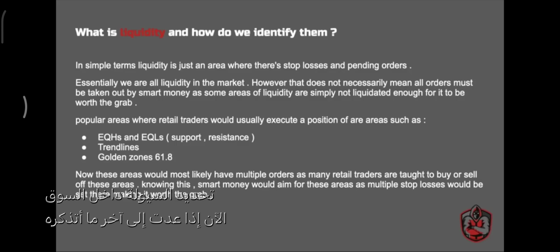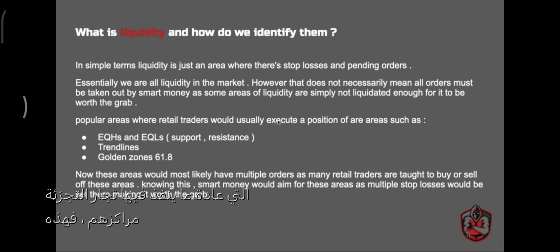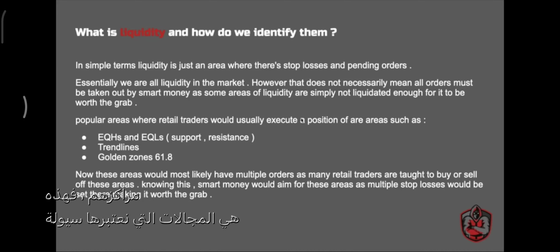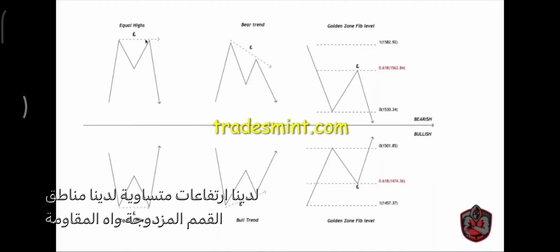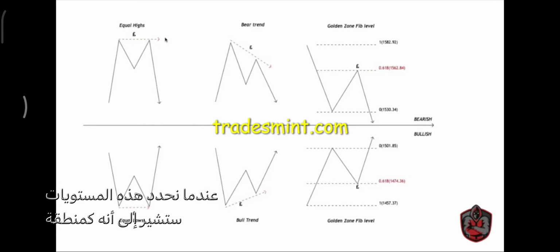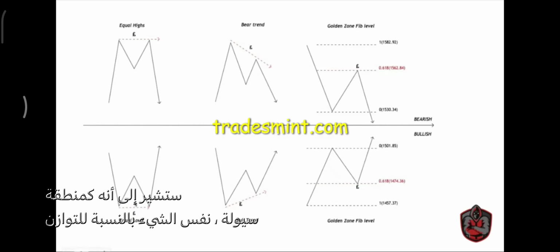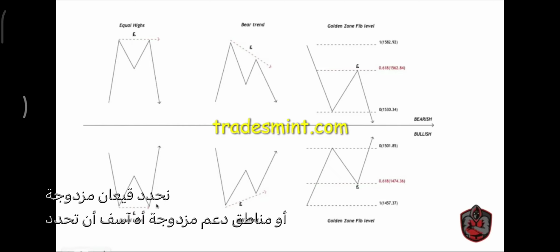Now, if I go back to the last slide, remember when I was talking about the popular areas where retail traders would usually execute their positions? Those are areas of what we deem as liquidity in the market. So, we have our equal highs, our areas of double tops and resistance. When we identify these levels, we would mark that out as an area of liquidity. Same thing for equal lows. When we identify double bottoms or areas of support, we'd identify that as liquidity.